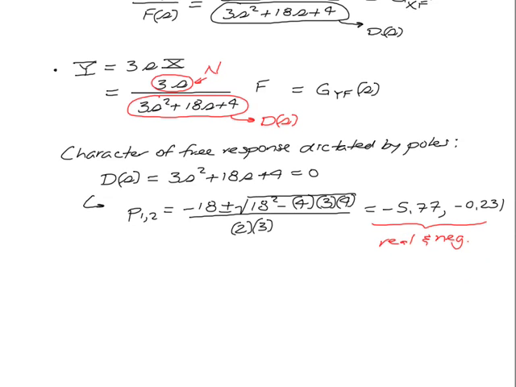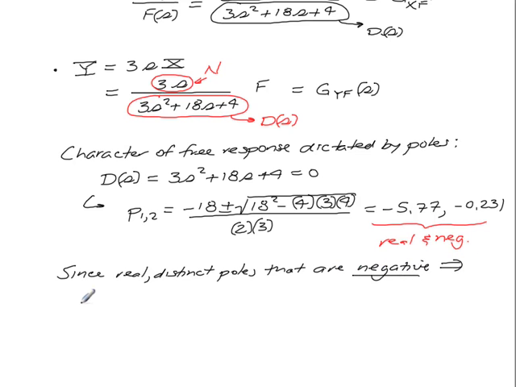And we can just write that down. Since we have real, distinct poles that are negative, we don't have to find the response. We can simply say that we have two parts which are both decaying exponentials in time.